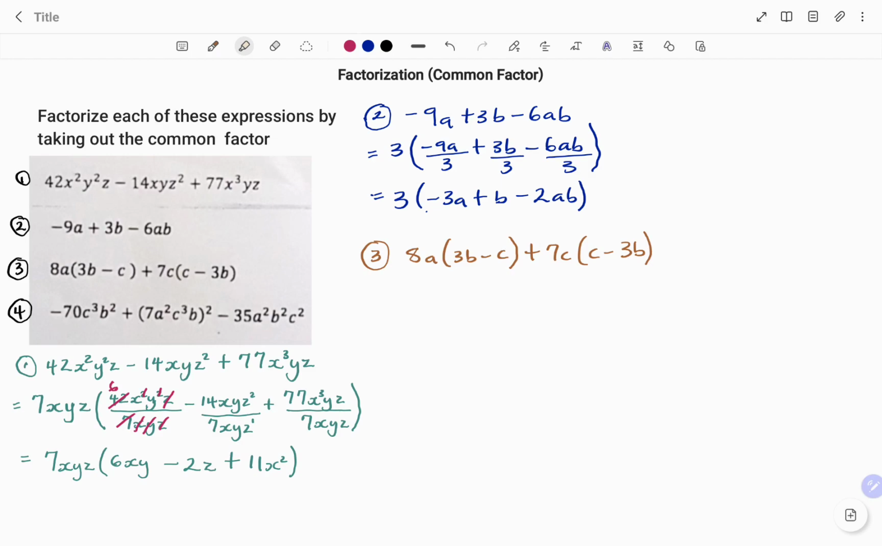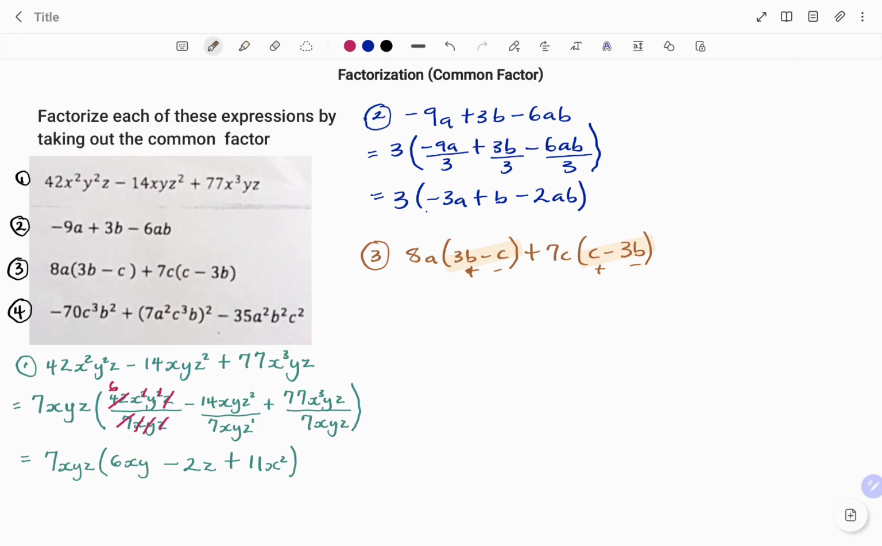In the third example, we have a(3b - c) + 7c(c - 3b). If you look at the two terms, we can see that the common expression is 3b - c and c - 3b. However, the 3b here is positive, while the 3b here is negative. Likewise, c is negative here and positive here.